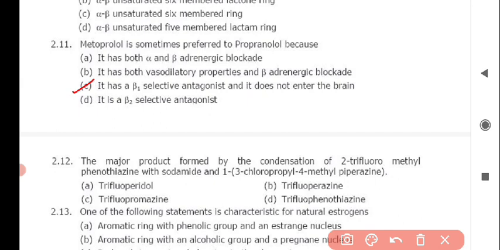brain. Next question: the major product formed by the condensation of 2-trifluoromethyl phenothiazine with sodamide and 1,3-chloropropyl 4-methyl piperazine is. The correct answer for this question is option B, trifluoperazine.